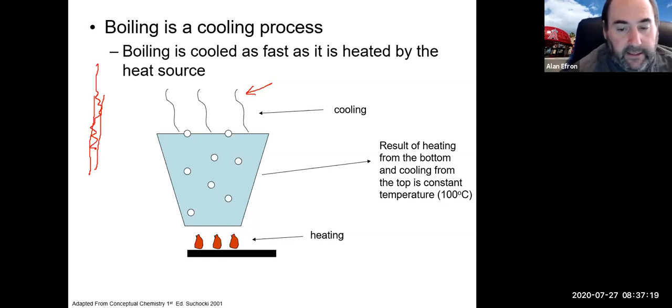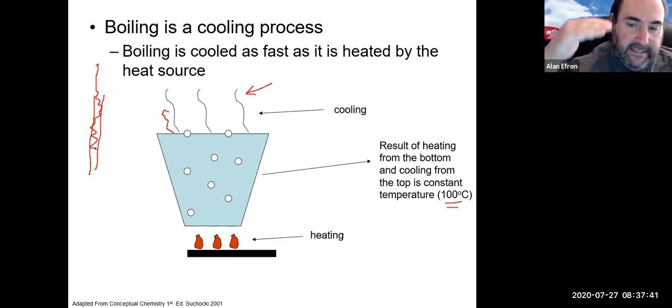And you don't, because what happens is there's a cooling process that occurs. Just as quickly as you heat it, you're cooling out the top of your solution. And what that's going to do is maintain, in theory, 100 degrees Celsius as your boiling point. So it really shouldn't go way above 100. It shouldn't continue to heat at that point. It will reach equilibrium.